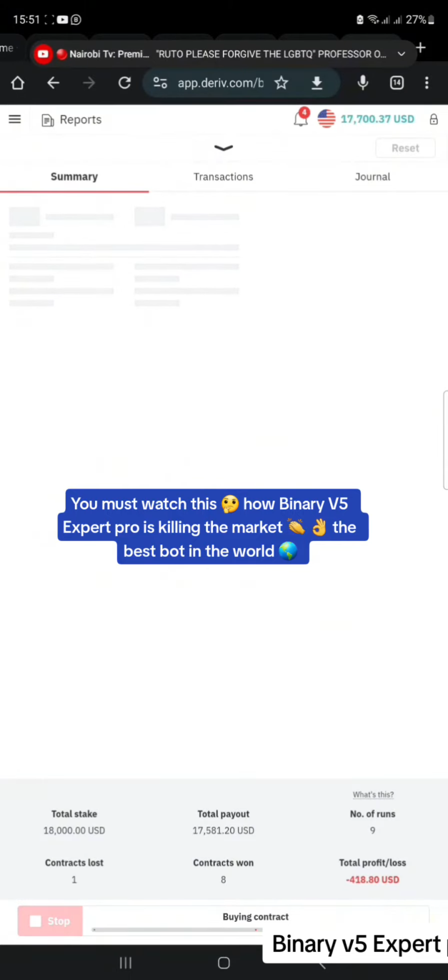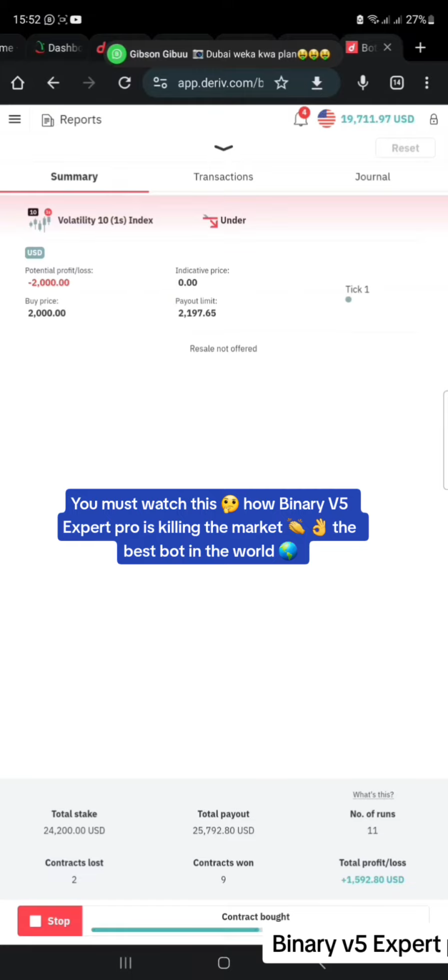So let's kill the market, guys. You can see right now we are at $3,000 US. Yes, let's kill the market. We must kill this man.